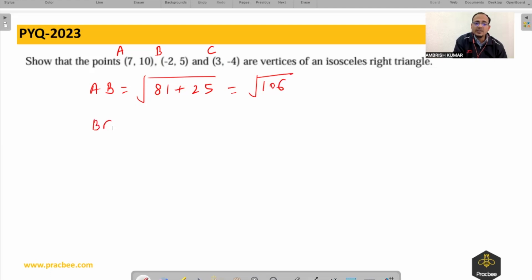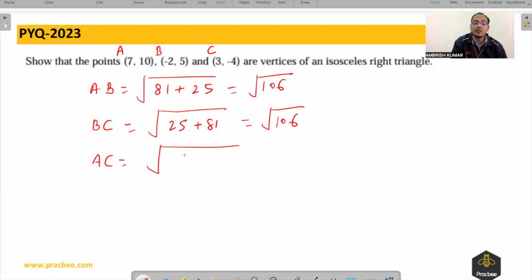Now what is your BC? BC is your square root of 3 minus negative 2 means 5 whole square, 25, and negative 4 minus 5, negative 9 whole square, 81. So again we are going to get the same thing, a square root of 106. And then what is your AC? So AC is going to be your square root of 7 minus 3, 4 whole square, 16, plus 10 minus negative 4 means 14 whole square, 196. So this is going to be your square root of 212.